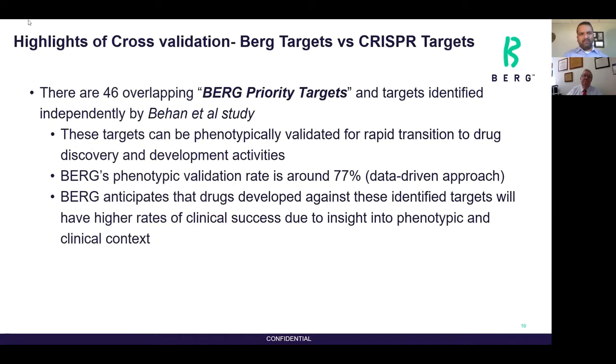And so out of that 80% match, based on network topology and some advanced analysis, we were able to enrich for 47 targets, what we call Berg priority targets. And the fact that these have a functional consequence to manipulating them, plus there is some clinical data around these targets, we believe that the drugs that are developed against these targets would have a fairly higher chance of clinical success. And so that's our mission, that's our goal, to move some of these targets into validation ourselves outside of the Behan et al. study, as well as some of the drug discovery efforts that are ongoing at Berg.